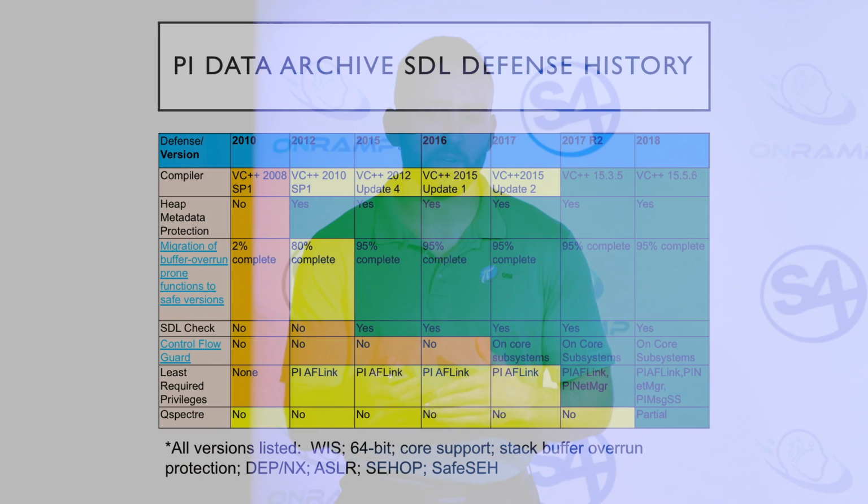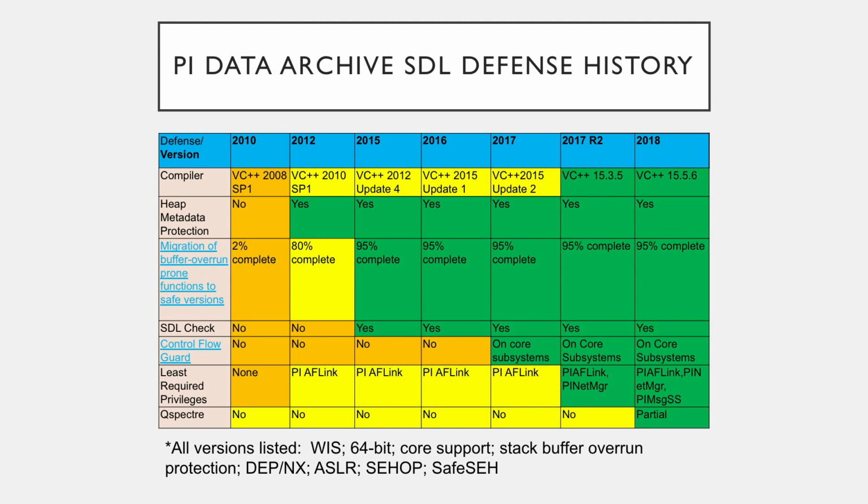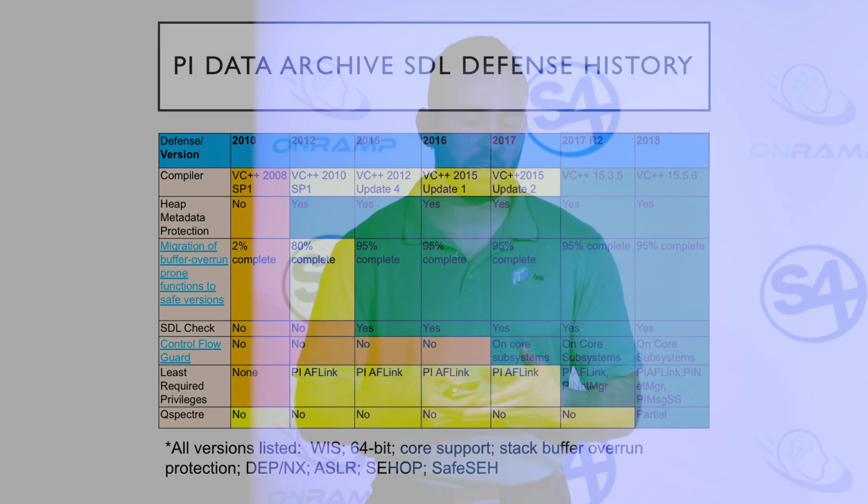Another emphasis in the tool is using the more recent versions of the product, and sometimes that's not as intuitive why that's such an important security thing. So the PyData Archive security development lifecycle defense history table here is taken from our release notes, but this is a great artifact to show how important it is to use the latest versions, because as the different versions of the product came out, more defenses are available and compiled into the product. An example I'll draw attention to is at the bottom of this table, the QSpecter flag as a compiler defense. That wasn't available until the more recent compilers included it. So you're only going to get that with the more recent versions.